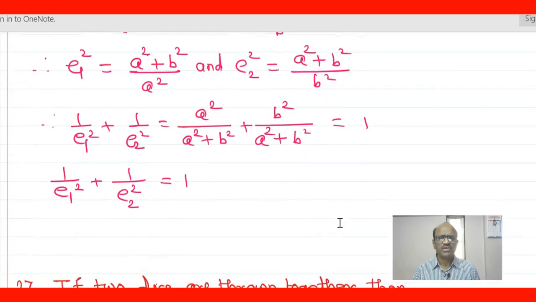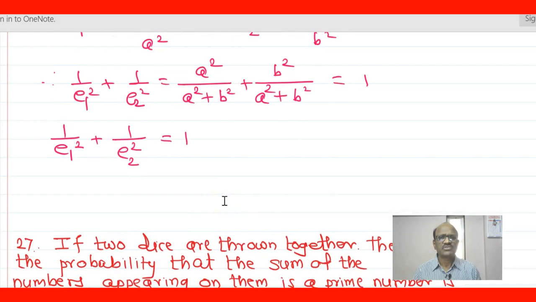Now we want to find 1 upon e1 square plus 1 upon e2 square, that is the reciprocal of this. It is written as a square upon a square plus b square, plus b square upon a square plus b square, and that is equal to 1. Hence the value of 1 upon e1 square plus 1 upon e2 square is equal to 1.